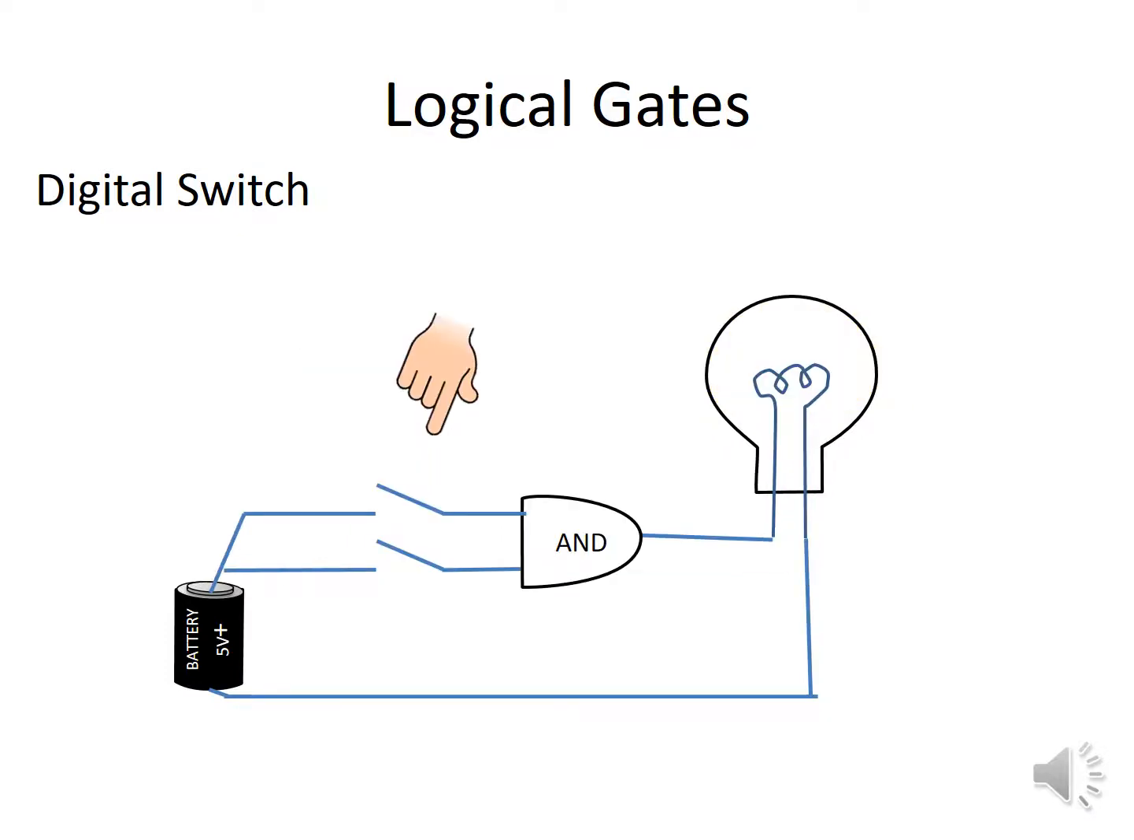For that we use logic gates. What I've done here is I've added a very simple logic gate. It's an AND. Now you don't at the moment need to know what goes inside one. You just need to know how they work.